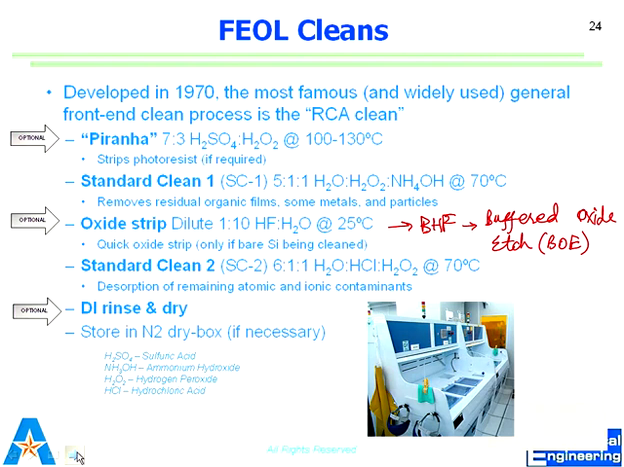It gets rid of organic films, metals, and particles. To remove oxide, we use, I said that before, BHF, it's also called BOE, buffered oxide etch. Remember always, whenever I say oxide is going to be removed, the simple thing is BHF. We always do BHF. Its etch rate is 1,000 angstroms per minute. Normally.